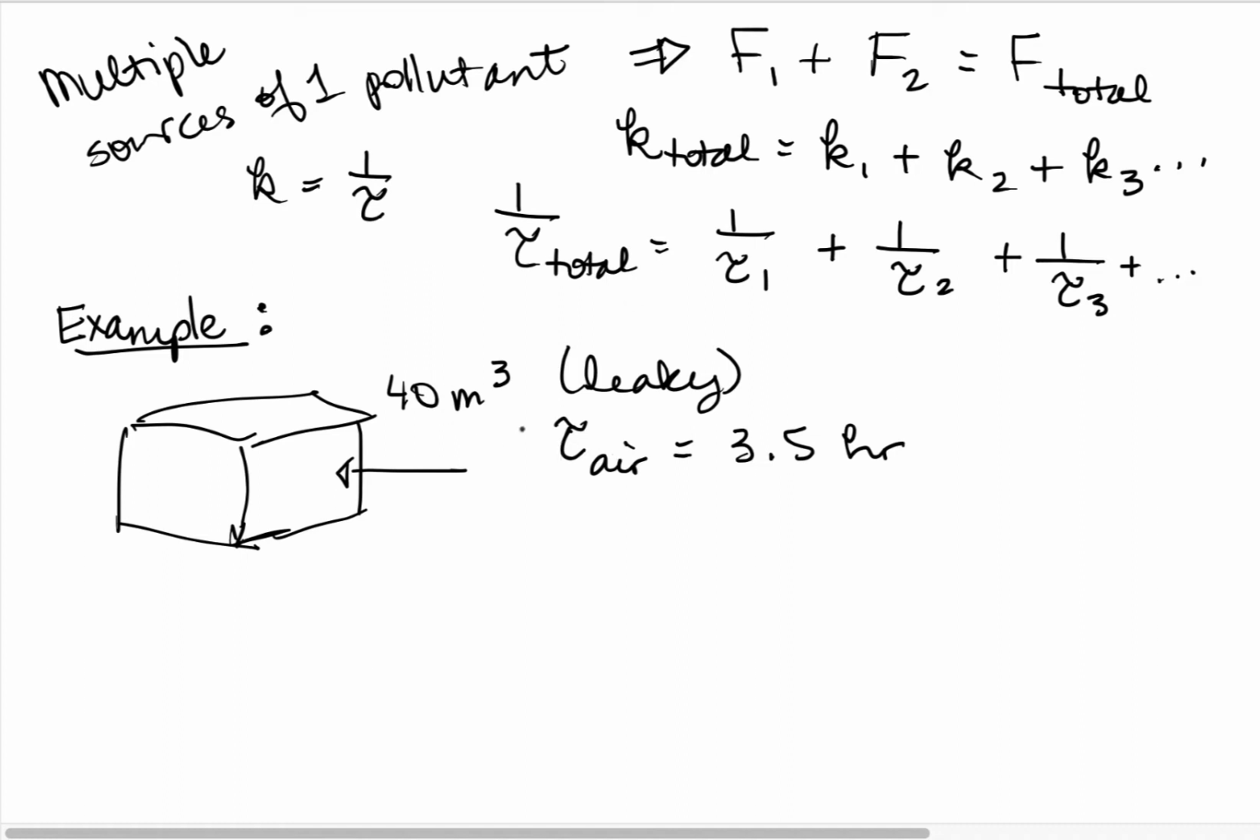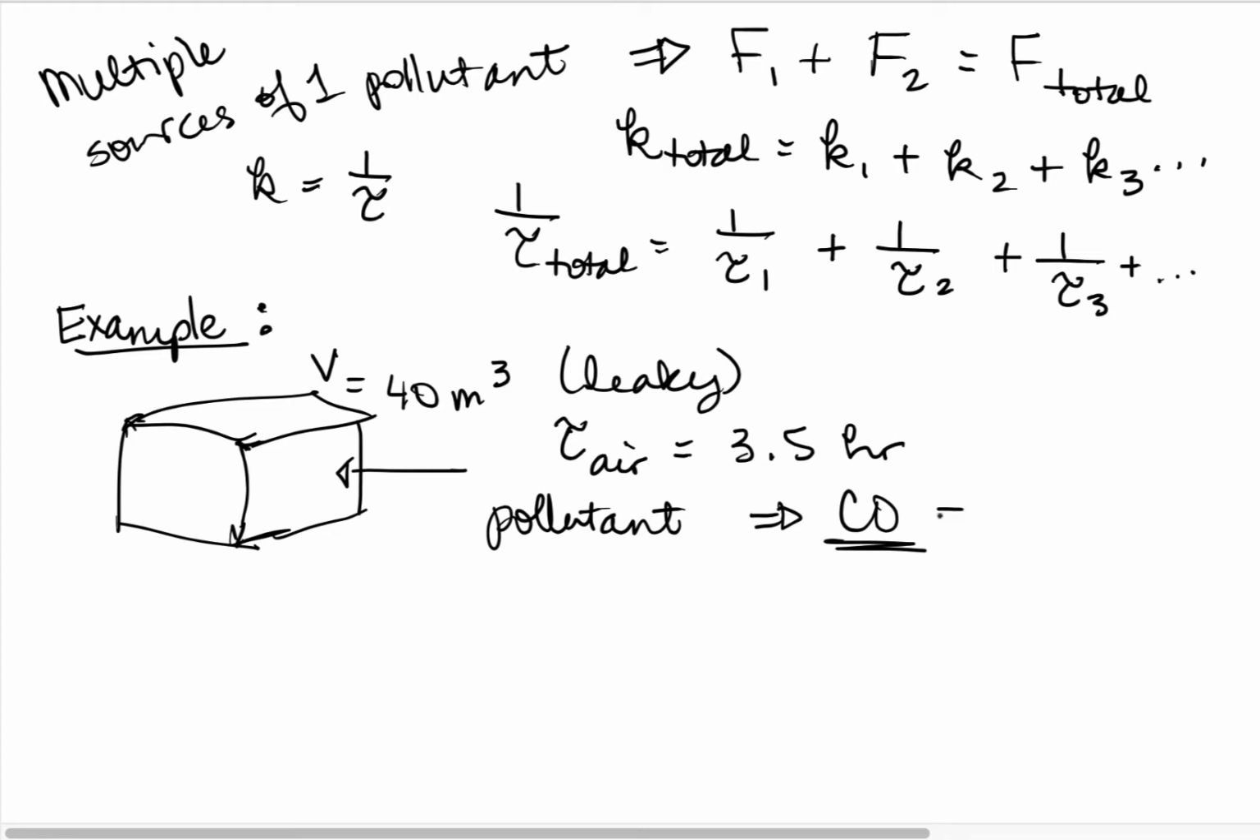So this is a 40 cubic meter volume. This is our residence time. And we have a pollutant, maybe coming from a car or a lawnmower in here, and it's going to be carbon monoxide, which we know is a toxic gas that we can't detect with our noses or with our lungs. Carbon monoxide comes from incomplete combustion. This is why you don't want to run your car in a garage with the door closed, just in case your car is not burning efficiently.